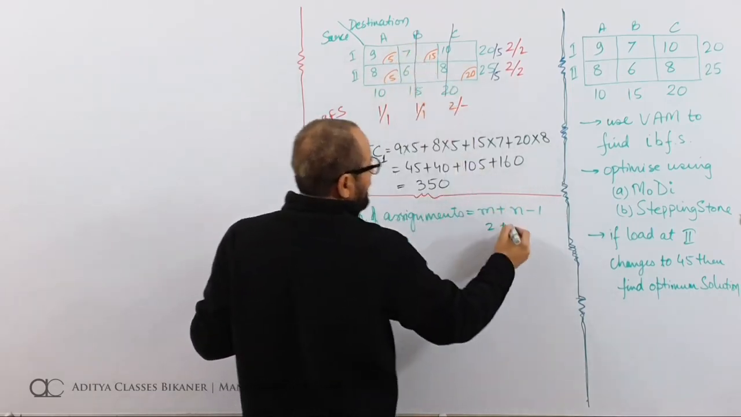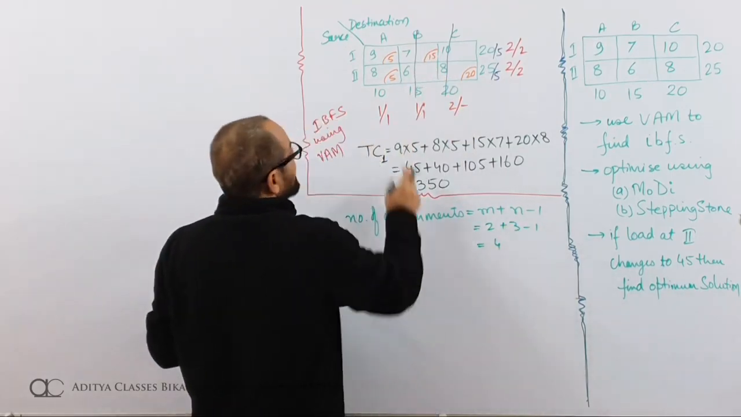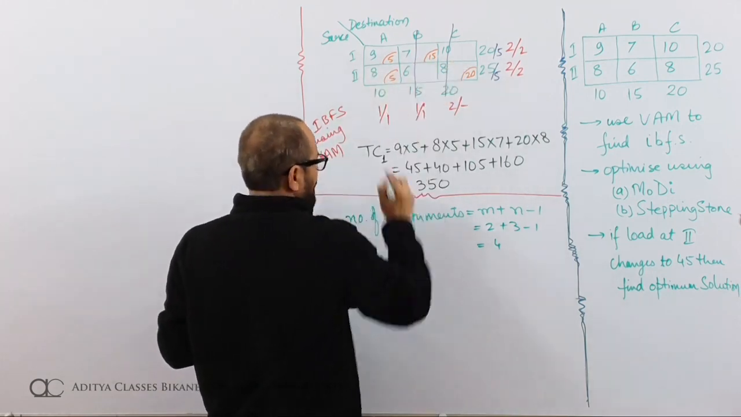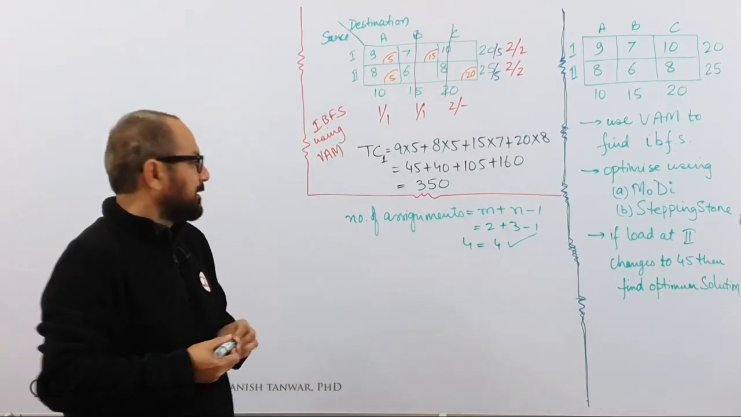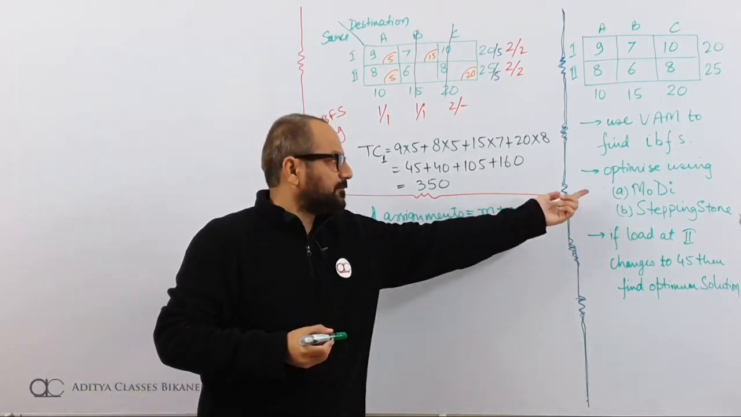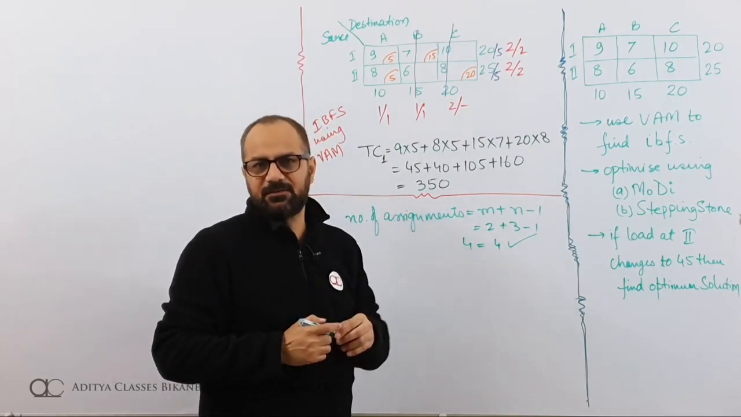Number of columns are 3 minus 1. 3 plus 2 minus 1, that is 5 minus 1, that is 4. How many assignments do I have? 1, 2, 3 and 4. So yes, my condition to move to modified distribution is fulfilled, satisfied. I can move to modified distribution.